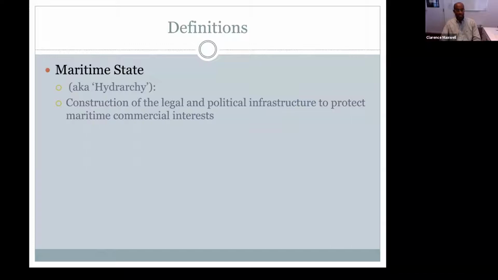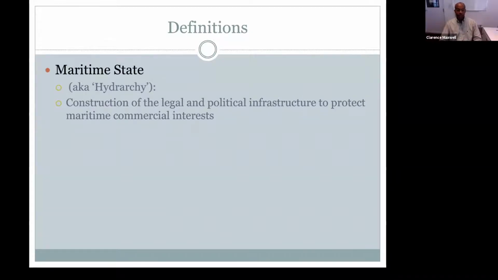That construction of a legal and political infrastructure is part of what we mean by a hydrarchy, in which a state or this community goes about the process of constructing a legal infrastructure and a political infrastructure to govern and maintain its maritime and commercial interests overseas.